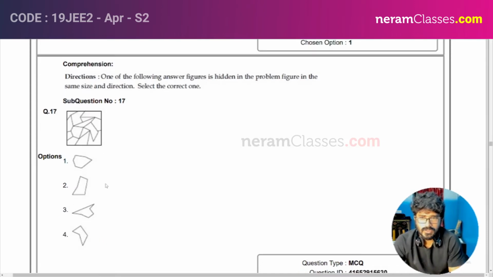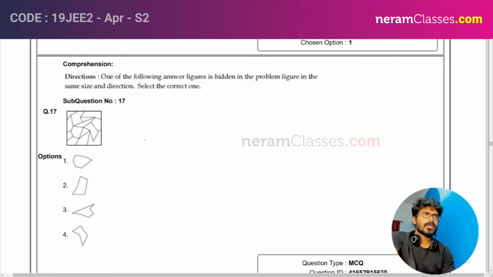Question number 17 is, one of the following answer figures is hidden in the problem figure, same size and direction, select the correct one. That is, this one among these 4 options is there inside this composition. At first glance you will be able to find the correct answer, but it is better if you cross check the other options whether they are also there inside, because there may be slight differences. So don't confirm any answer before you check the other options.